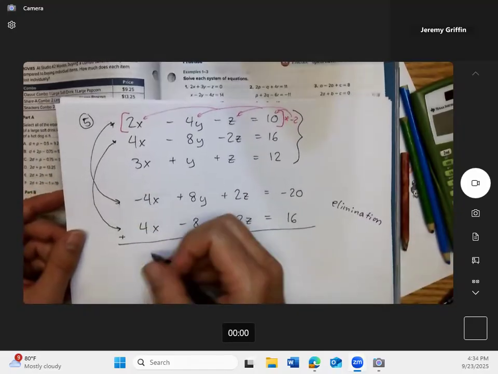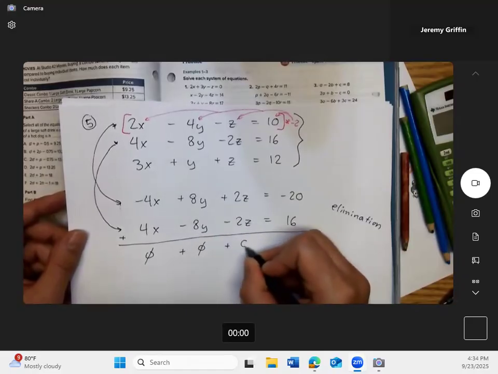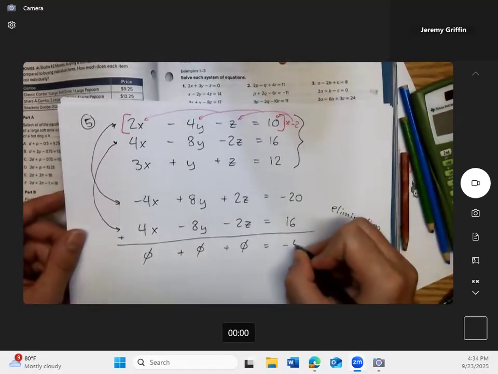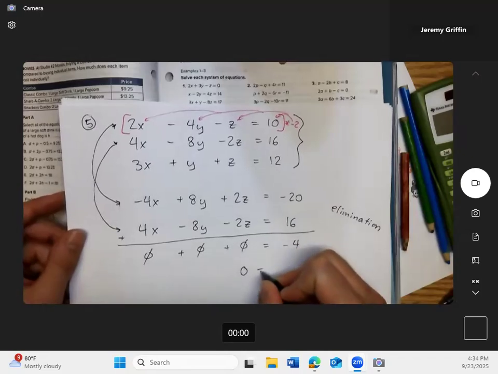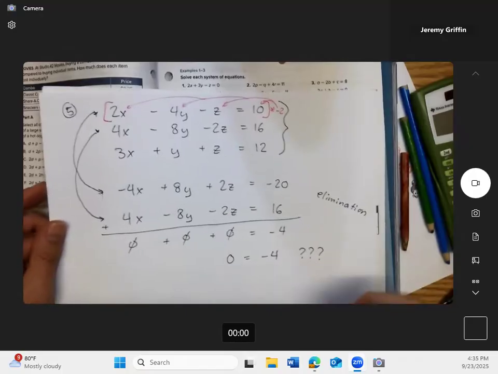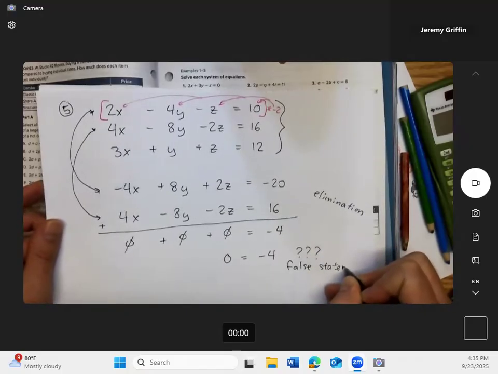Well, the x's go to 0. The y's go to 0. The z's go to 0. And this turns out to be -4. So I'm getting the statement 0 equals -4. That is a false statement. That's not even true. Okay?